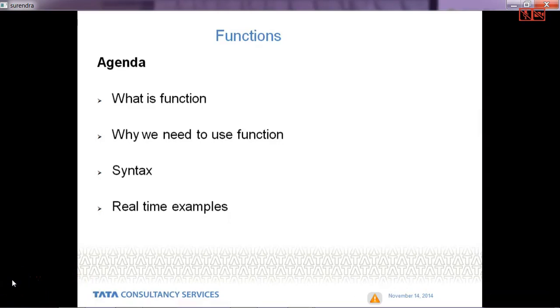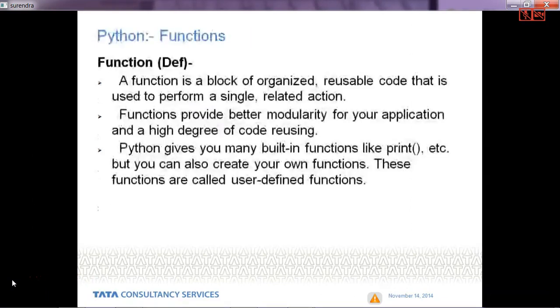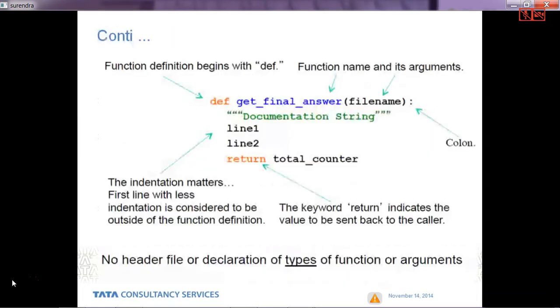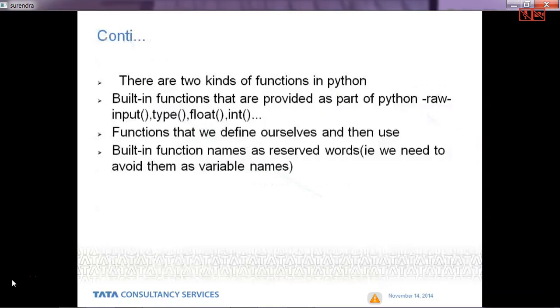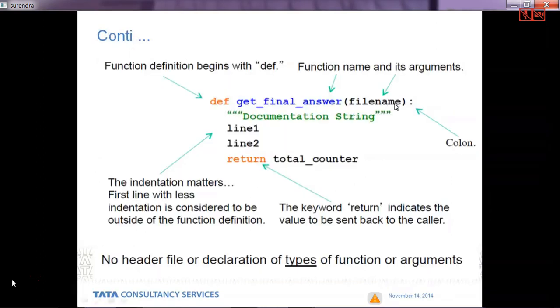These are the things we discussed in the last class. Now I will continue with the topics remaining from the last class. Okay, this is the definition of the function: def followed by the function name, and you can pass arguments to that particular function, and the function definition always ends with the colon symbol.